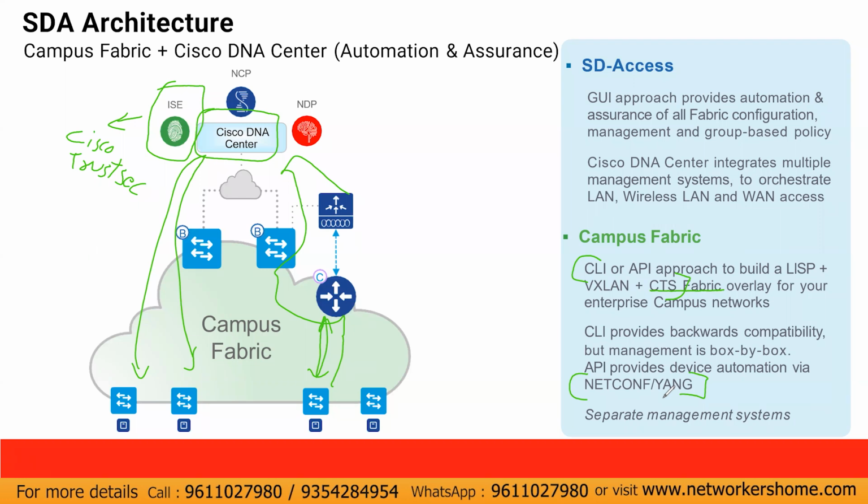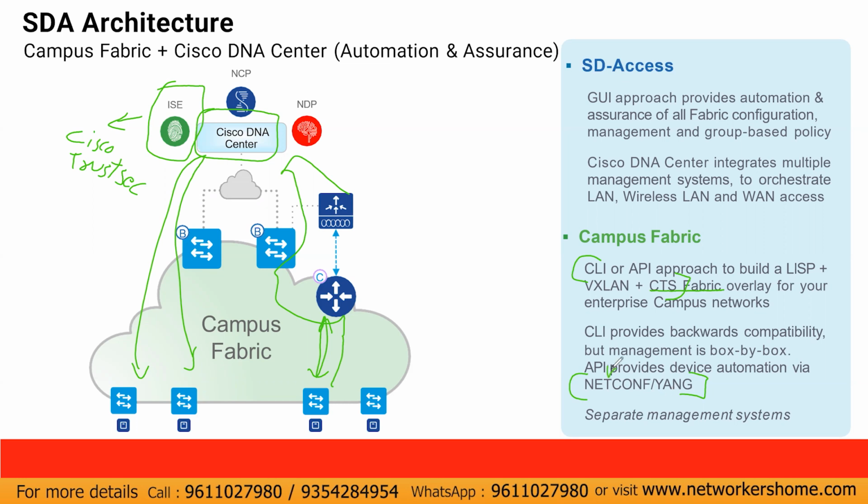Yeah, Pranav, I had two questions. Can you one more time explain what microsegmentation means in an enterprise network? And the second thing is, API provides device automation via NETCONF and YANG. Is that different from REST APIs?